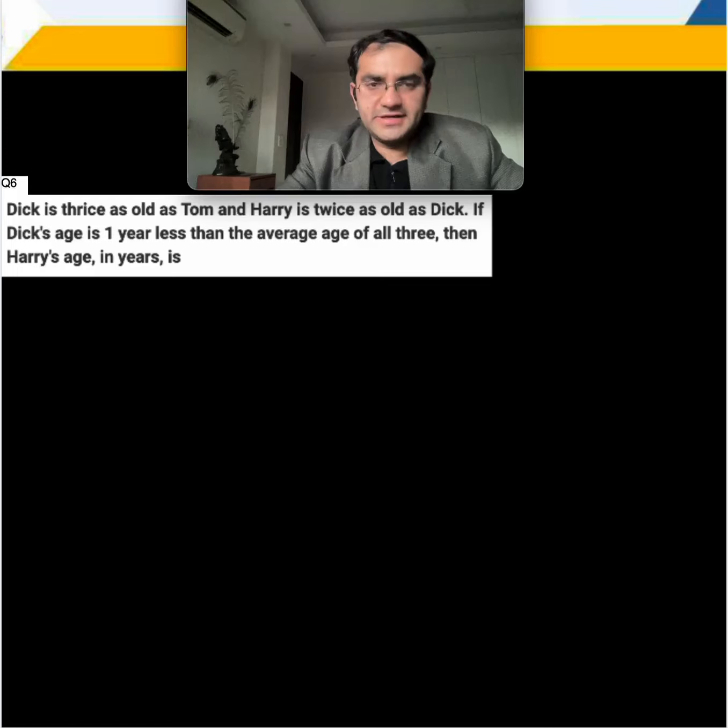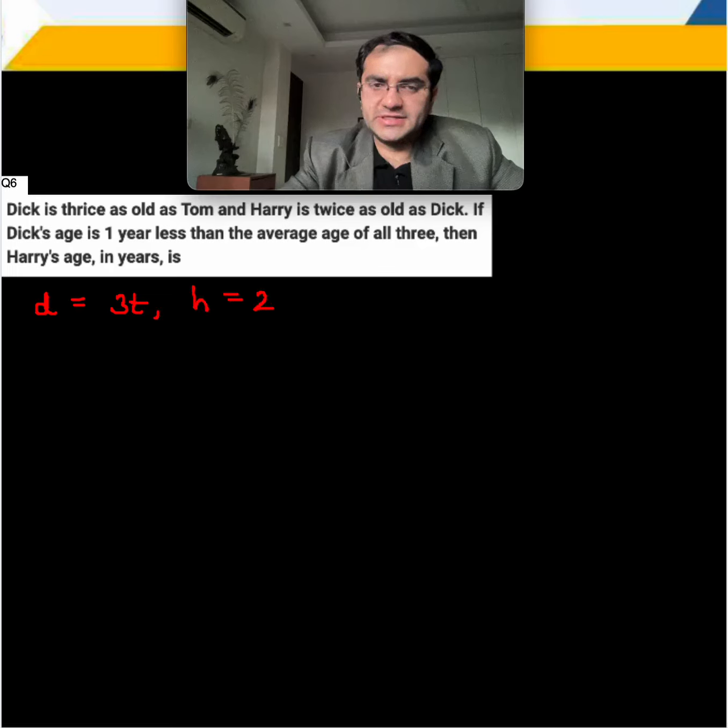This is a very straightforward question on equations. So you have 3 people. D is thrice as old as T, that's 3T, and H is twice as old as D, H is equal to 2D. And if D's age is 1 year less than average of all 3, let me take average of all 3, D plus T plus H upon 3. D's age is 1 year less, so minus 1.